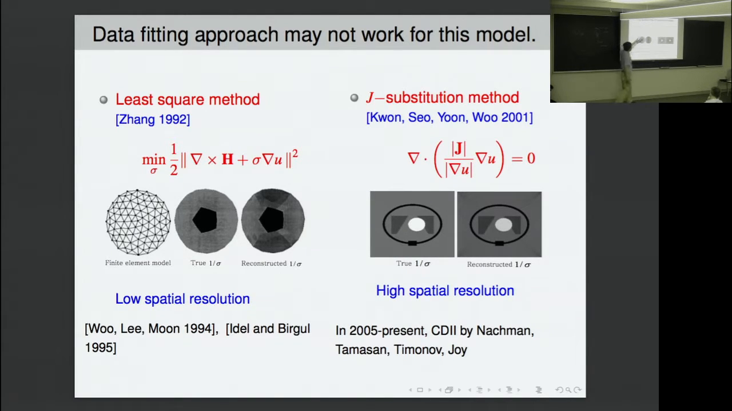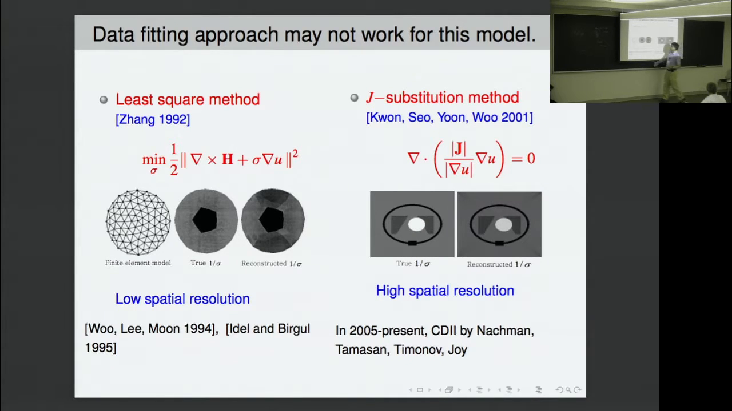Before that, this is the data, this is the conductivity, and U is the electric potential. Then in 1992, someone tried to reconstruct using the least square method. You want to recover the sigma, and U is a non-linear function of sigma. Then you do some iteration algorithm. Many people in engineering just did the data least square algorithm without looking at the structure of the data.